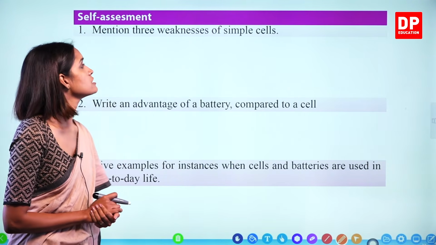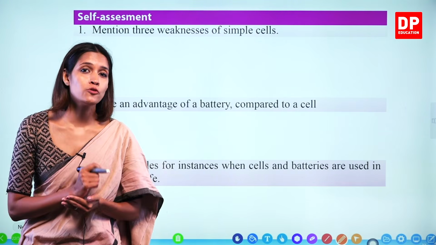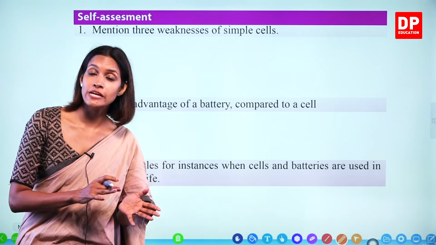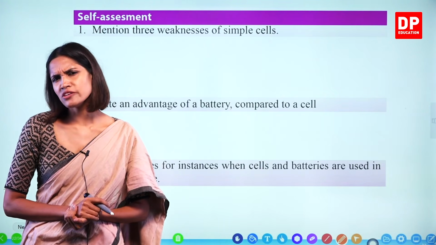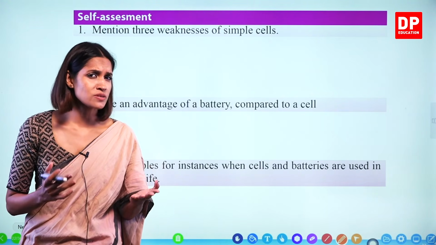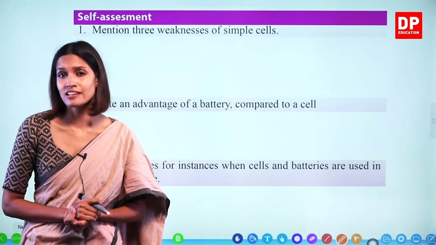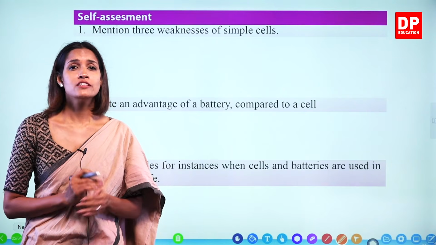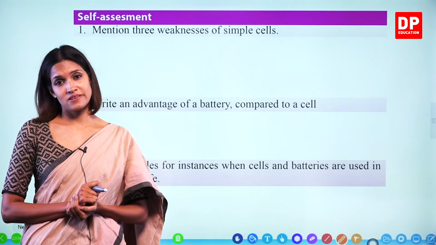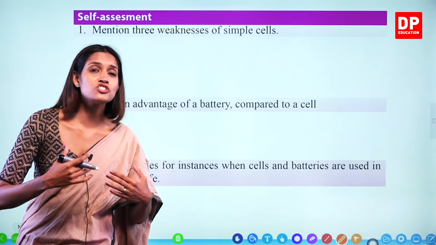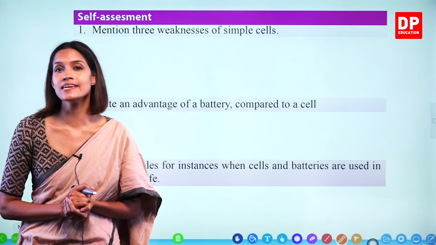Mention 3 weaknesses of simple cells. Now, simple cells are constructed with dilute sulfuric acid and a copper plate and zinc plate immersed in this dilute sulfuric acid. What are the weaknesses, children? Is it portable? Can we carry it here and there easily? It's not. That is because it contains a liquid. Right, children? So, that is the first weakness of simple cells. Right? It's not easy to handle. It's difficult to handle. That is because it contains a liquid.